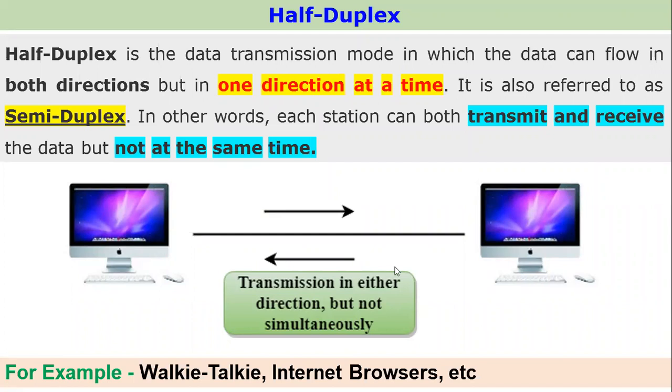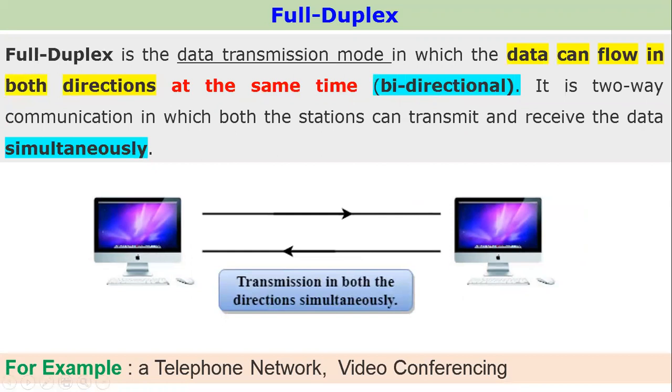Then move to the next one, the third directional type, full duplex. The difference is that full duplex allows transmission in both directions at the same time. Right? At the same time. Therefore, that's also known as bidirectional, another term for full duplex transmission.